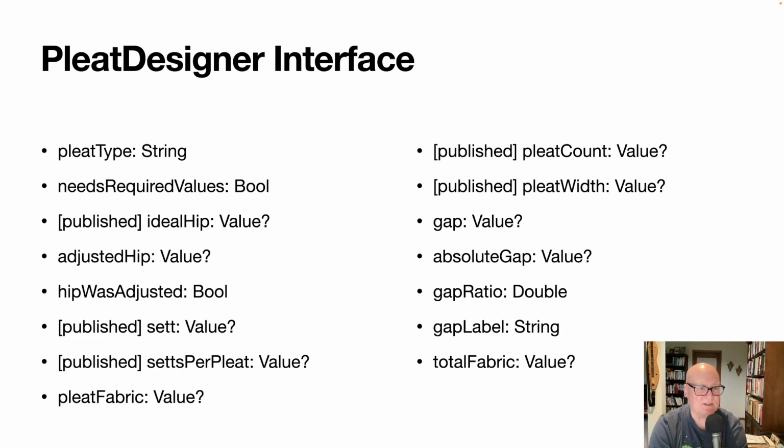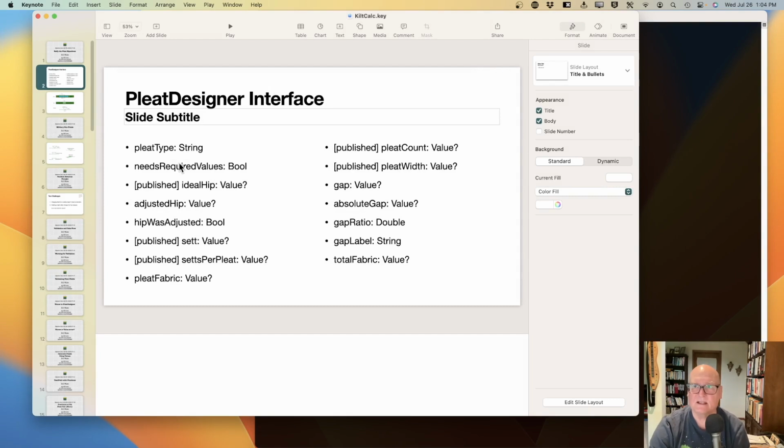But we have published fields: ideal hip, sets, sets per pleat, pleat count, and pleat width, and those are variables, so they're kind of a two-way binding sort of thing. And then the others are calculated from other variables. They're derivative of those, or a function of those. They're not needed for the equation at the heart of things. So let's take that from there.